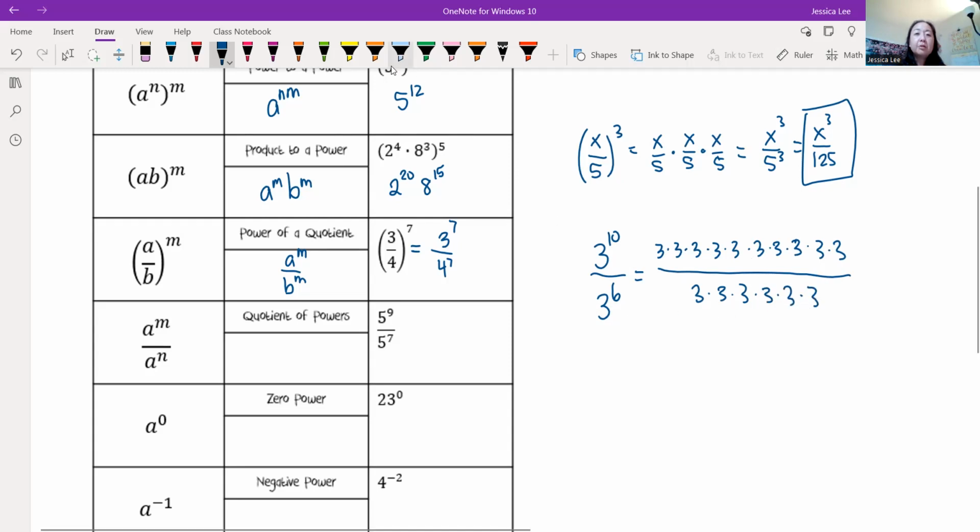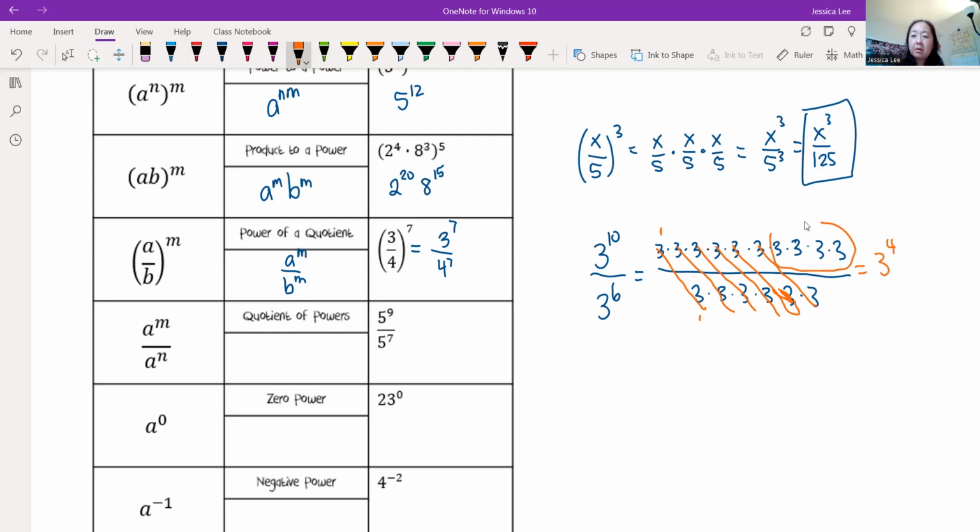This is my favorite part. Now with dividing, I know that 3 divided by 3 is 1. So this is just 1. 3 divided by 3 is 1. So how many of these can I cancel out? I can cancel out exactly 6 of them. 10 on top, 6 on the bottom. How many do I have left? I have 4 left on top. So then all we have left is 3 to the 4th power.